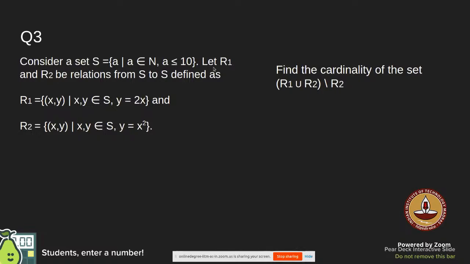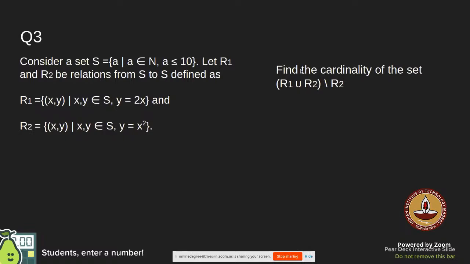Now we are defining R1 and R2 like this. So what is R1? R1 is basically a pair x comma y, where x and y are coming from S, and the relation is y equal to 2x. How is y related to x? y is 2 times x. That's how this set is formed. And what is R2? In R2, y is x square, the square power of x. That's how R1 and R2 are defined.